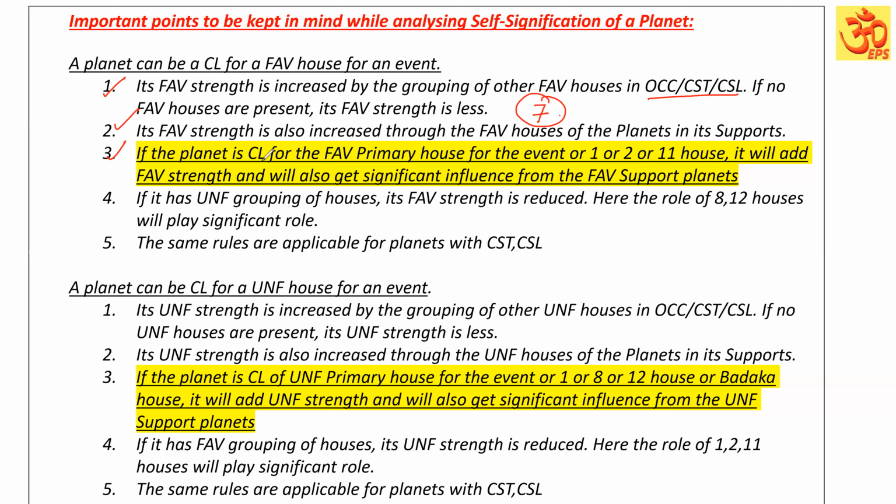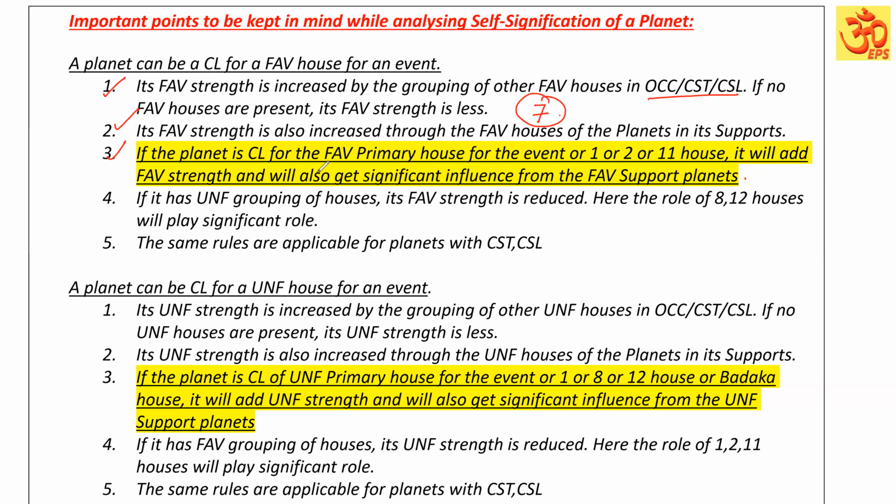Third one, if the planet is cuspal lord for the favorable primary house for the event, or 1, Lagna, or 2, or 11 house, it will add favorable strength and also will get significant influence from the favorable support planets that we studied in the rules also. It means a planet is Lagna Lord or 2nd Lord or 11th Lord and also primary cuspal Lord. It will get significant influence from the support planets we studied under the rules. This is an important point to be kept in mind.